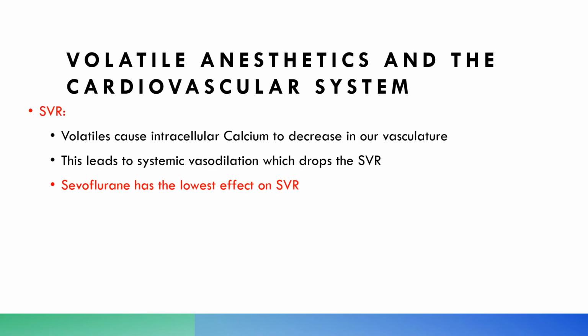All right, we talked about the SVR previously on that blood pressure slide, but volatiles are going to cause intracellular calcium to decrease in our vasculature, which leads to systemic vasodilation and dropping of the SVR. Sevo has the lowest effect on this. All right.